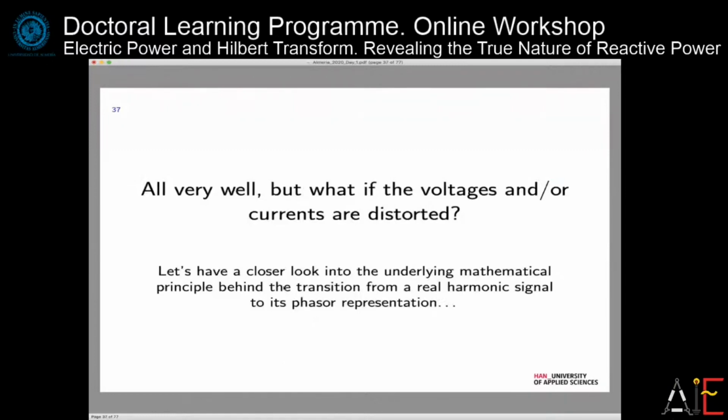So this is all very well, of course, but what if the voltages and the currents are distorted, which is just the stuff we nowadays experience when you put an oscilloscope in your house and try to measure the voltage? You will generally observe what we call a flat top sinus. You have third harmonic and fifth harmonic components in there, and the currents are very far from being sinusoidal. So how to deal with this?